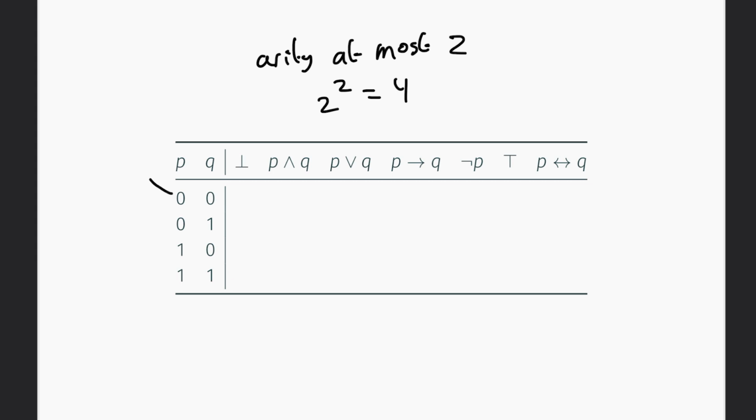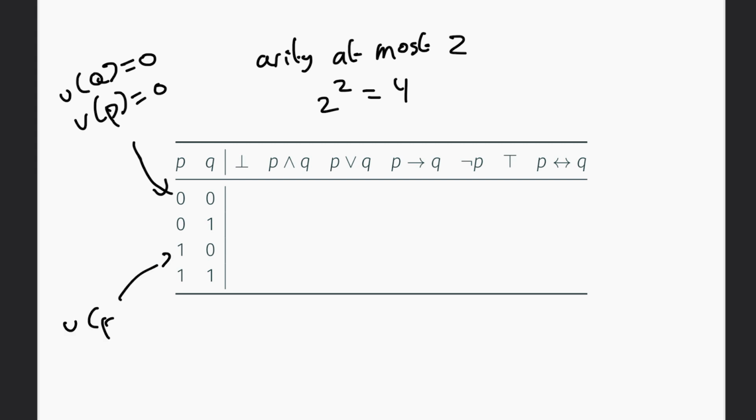So in an example, the first row of the table represents the valuation of P to be 0 and the valuation of Q to be 0. Whereas, for example, in the third row, the valuation of P is equal to 1, the valuation of Q is equal to 0.